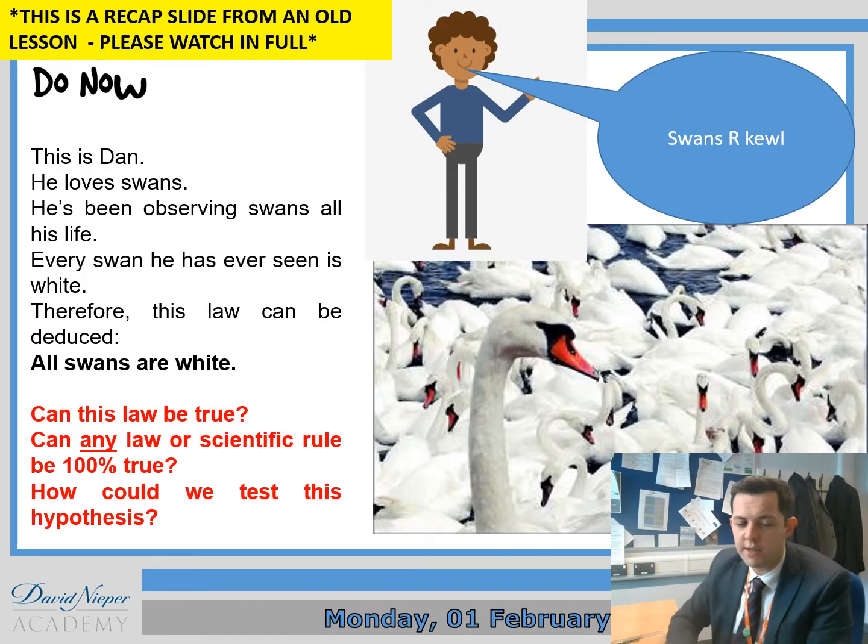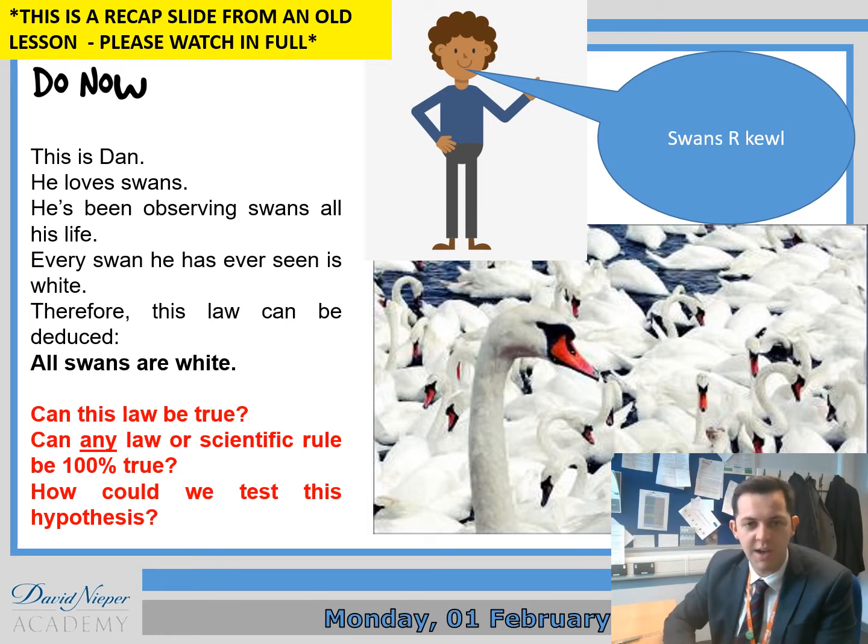Okay, so this do now task might seem a little bit bizarre, but I want you to just stick with me on it for a few minutes. So this person here, this is Dan, all right? Dan loves swans, okay? He's been observing swans and looking at swans all of his life. Now, every swan that Dan has ever seen is white. Therefore, he reckons that we can deduce this law from that.